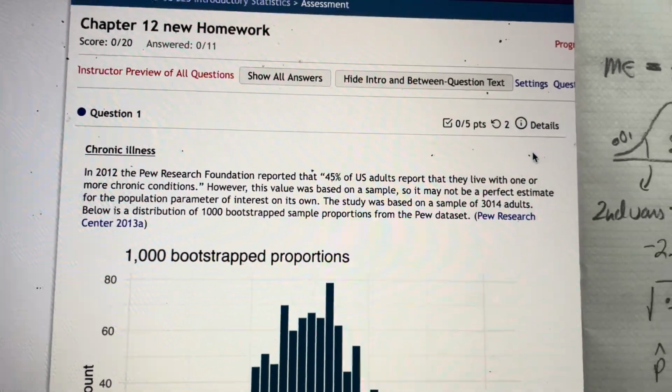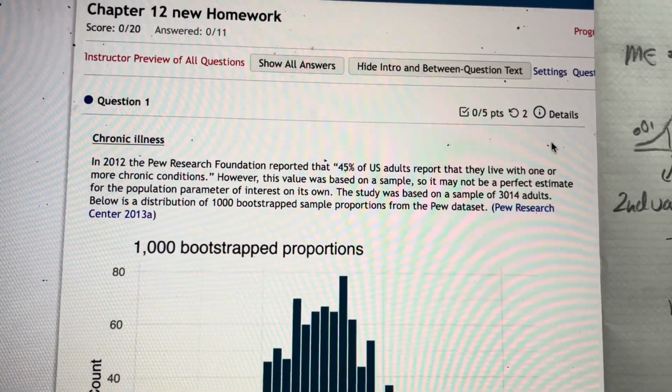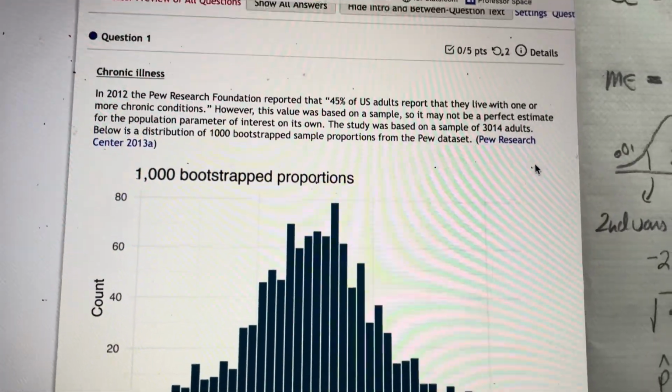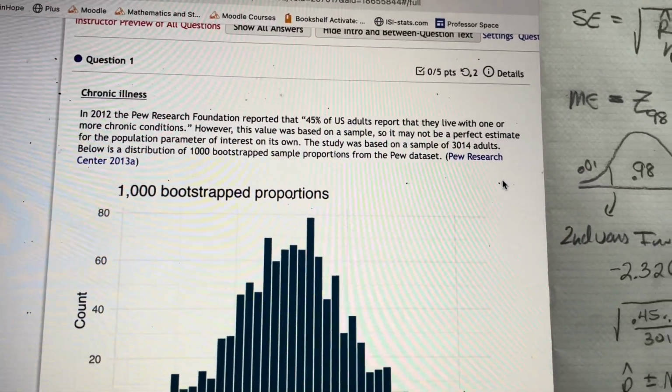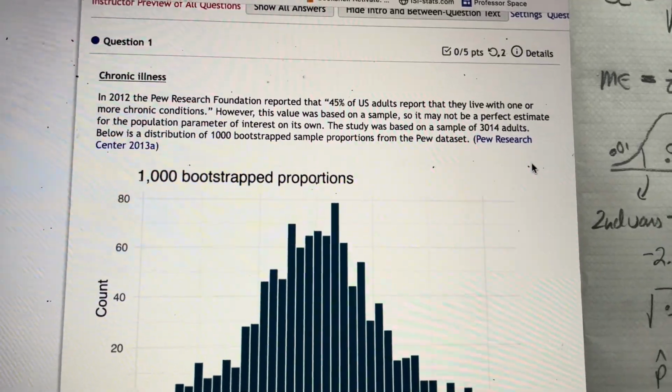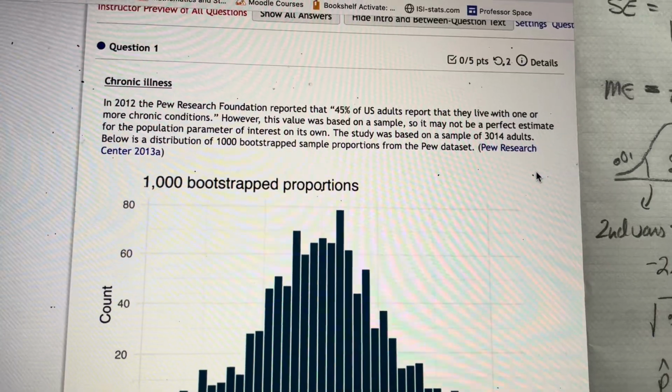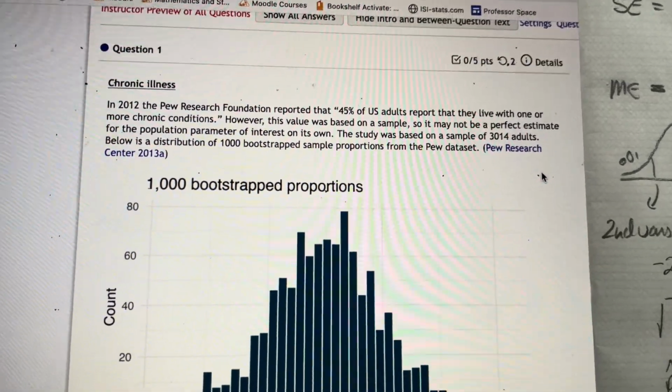The study was based on a sample of 3,014 adults, and below is the distribution of 1,000 bootstrap sample proportions from the Pew data set. Okay, we talked about how the bootstrapping takes the results, shuffles them again, and so forth.